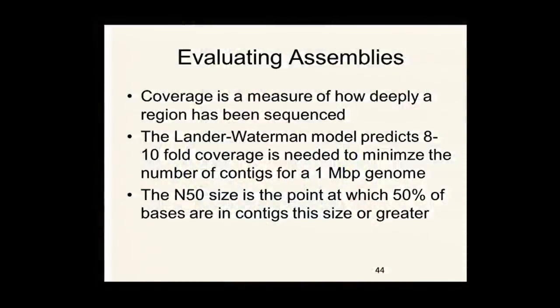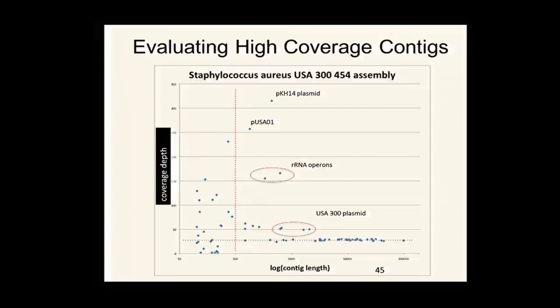As I said, the N50 is the kind of thing you want to be at least conversant in. The N50 size is the point at which 50% of the bases are in contigs of this size or greater. So I might say I have an N50 of 78 kilobases. Some genomes, I can sequence just as deeply and I'll get an N50 of 150 kilobases. There are certain things that break bacterial genomes. So those are the parameters I want returned to me when I ask, have I sequenced this deeply enough?